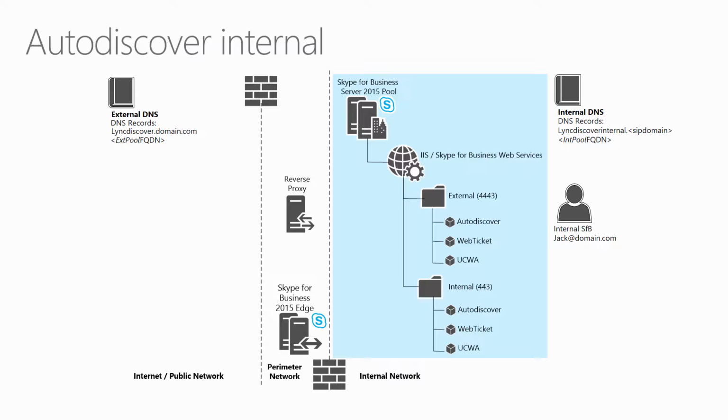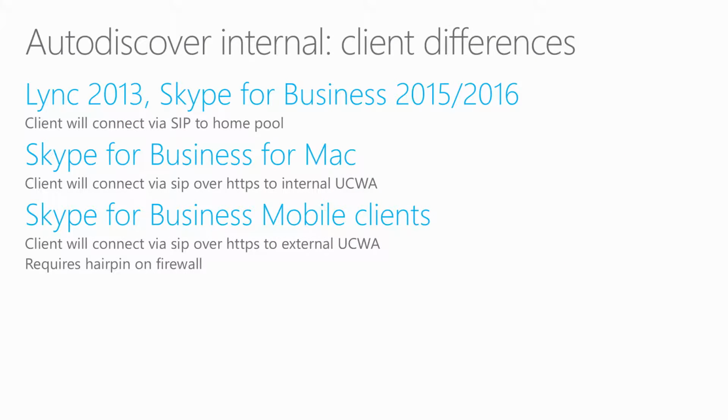And we have here Chuck using Skype for Business, and Chuck will query the DNS for the internal DNS record lyncdiscoverinternal.zip domain. So this will point Chuck to the internal Autodiscover service. And now Chuck will do exactly what we have seen before, but depending on the client, the next steps are a little bit different.